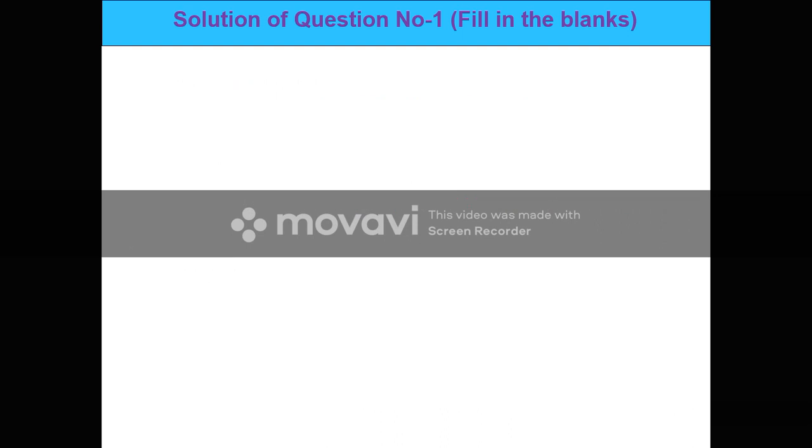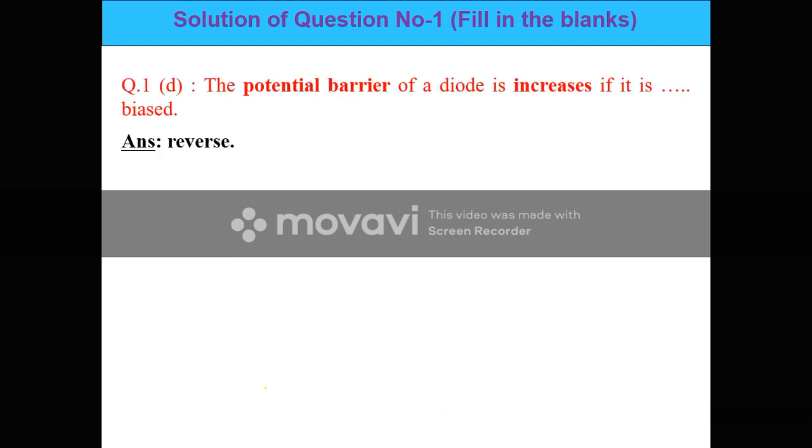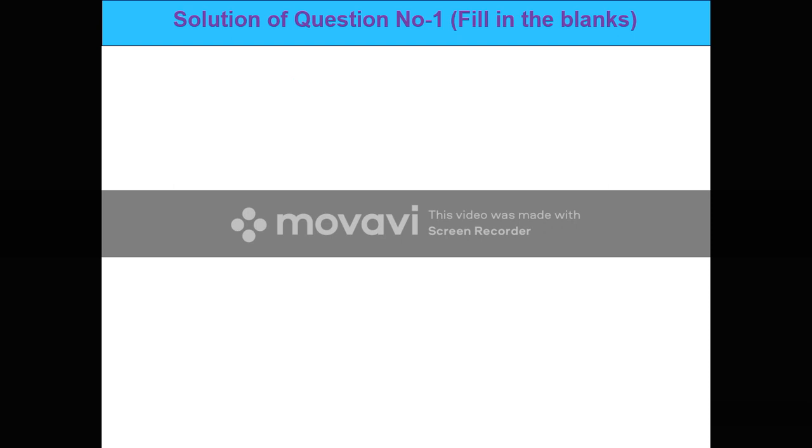Okay. Next, the potential barrier of a diode is increased if it is reverse biased. So the potential barrier of a diode is increased when it is in reverse bias.